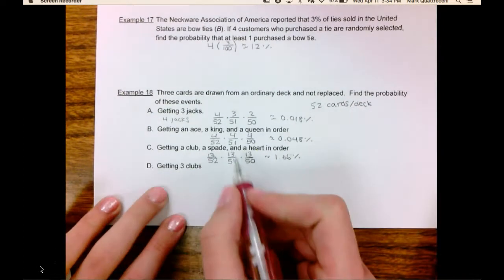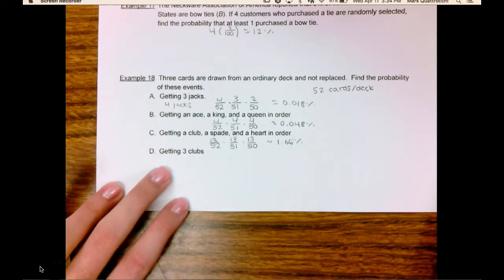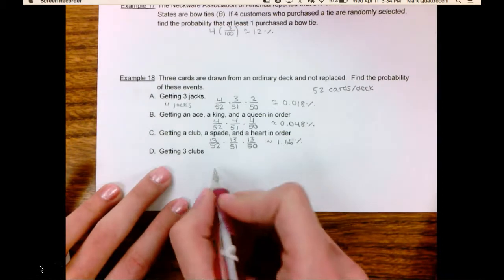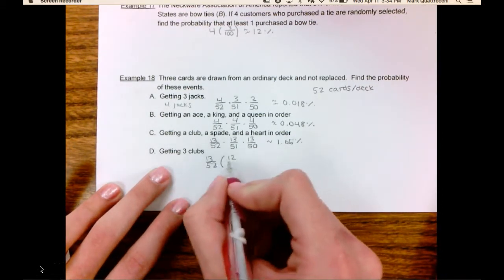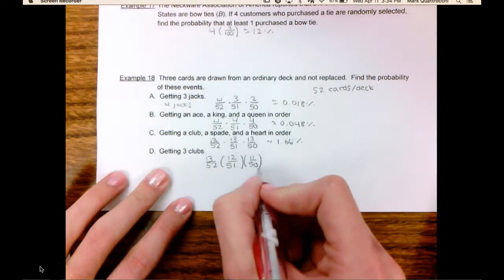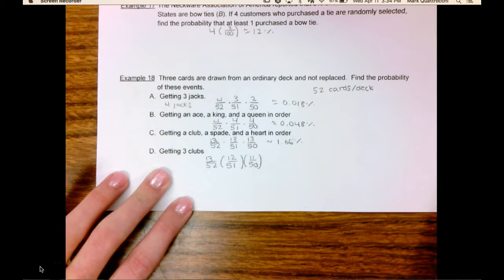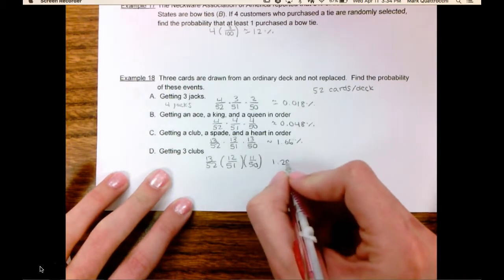And then getting 3 clubs is similar to getting 3 jacks, except there are 13 clubs. So 13/52 times 12/51 times 11/50. So 1.29%.